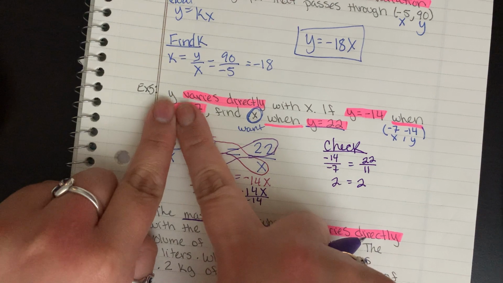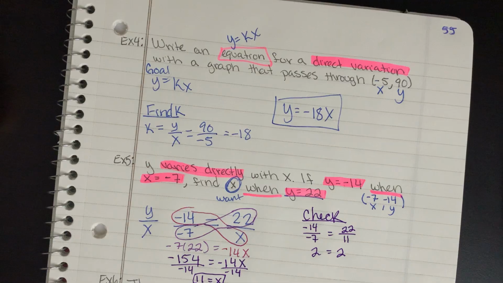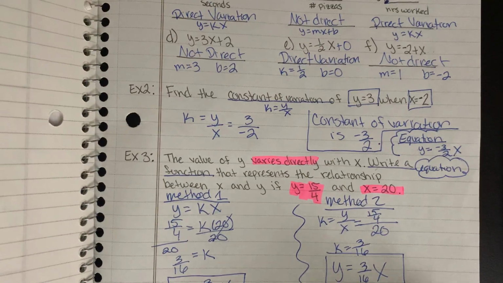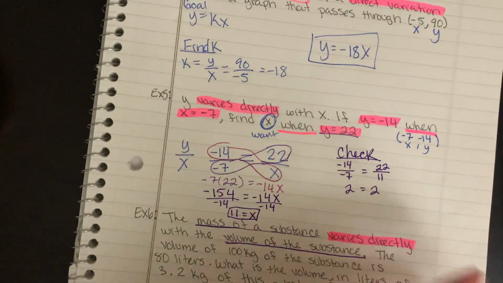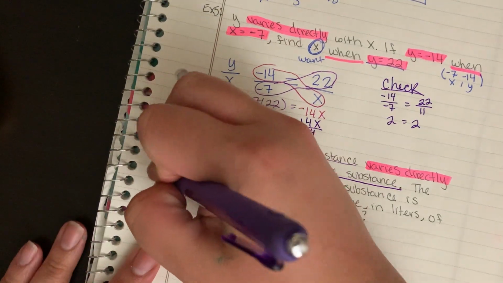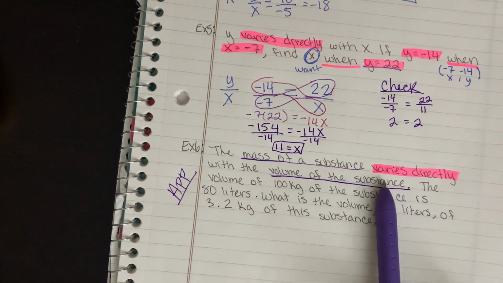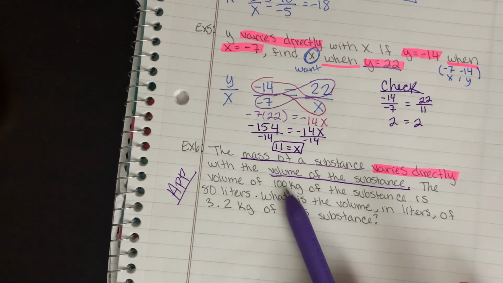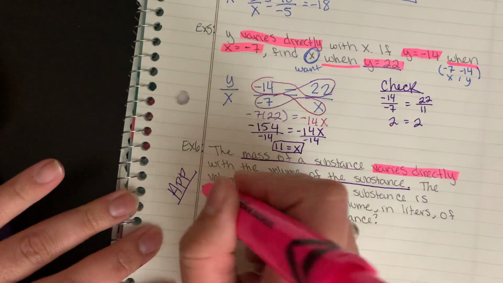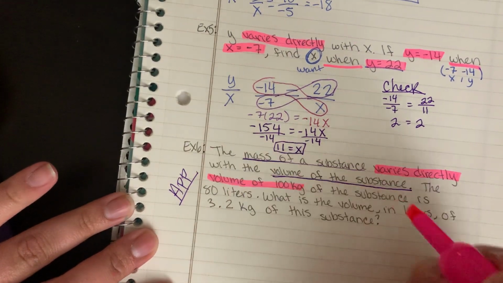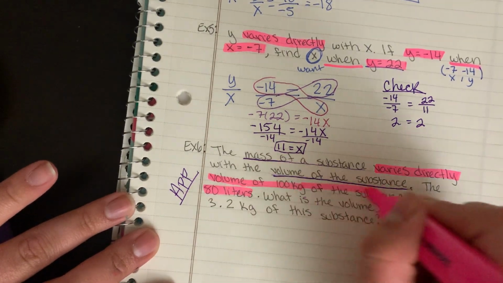Okay, wait, hold up. We didn't have that before. What did we have? Y varies directly with x. Okay. So this is a word problem. This is our application problem, our real world scenario. So we know that mass varies directly with the volume. The volume of 100 kilograms of the substance is 80 liters.